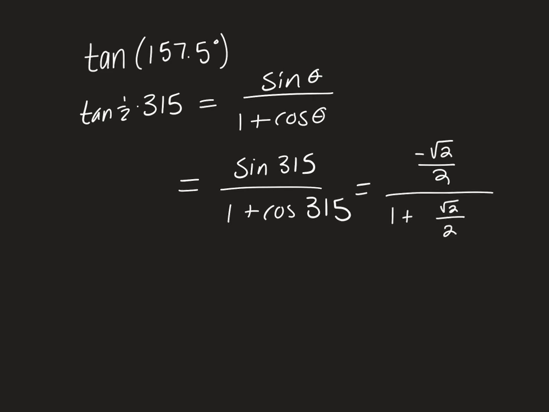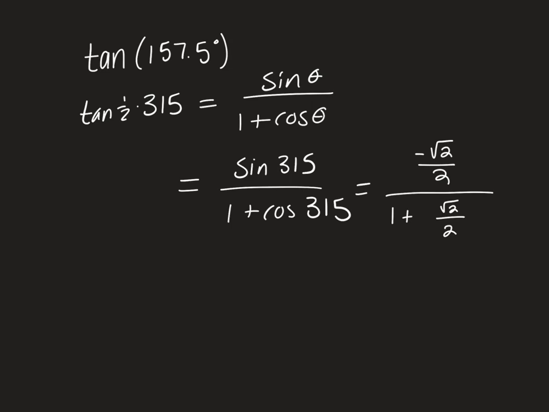The square root of 2 over 2? Mm-hmm. So, just like before, we're going to have to get a common denominator on the bottom, and then we'll flip the bottom, multiply it by the top. So, when we get the common denominator, 1 is going to become 2 over 2. So then we'll just get 2 plus the square root of 2 over 2 on the bottom.